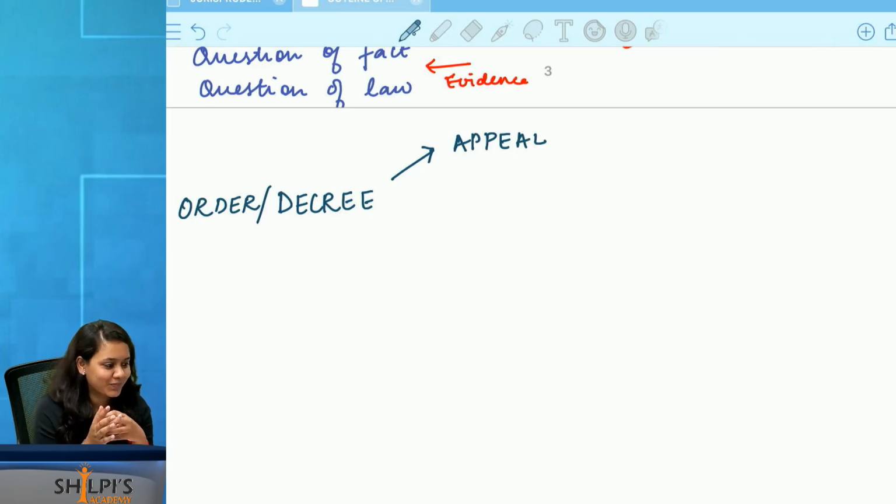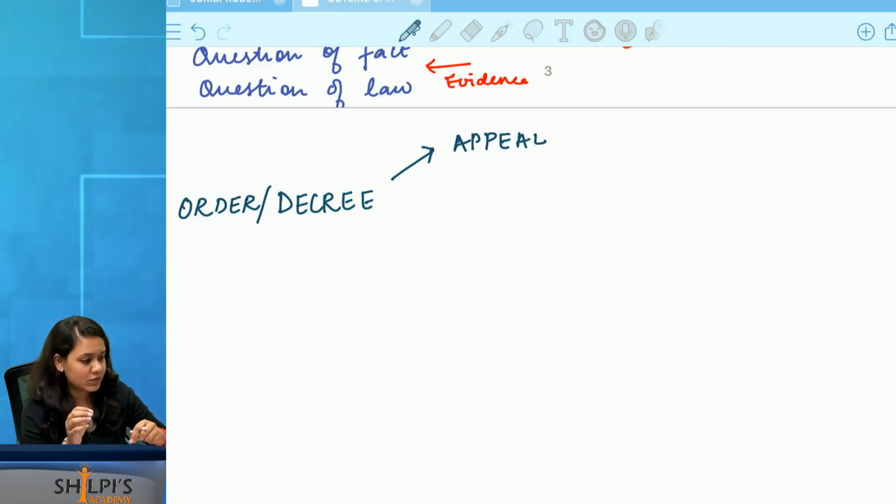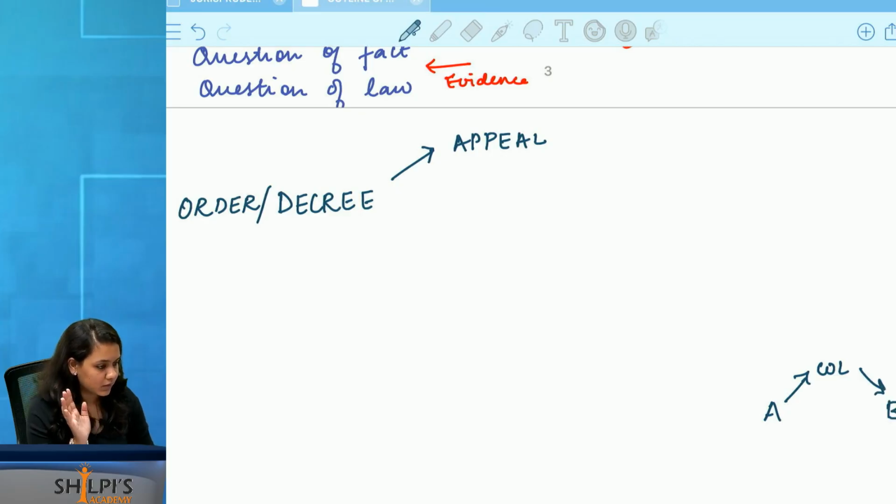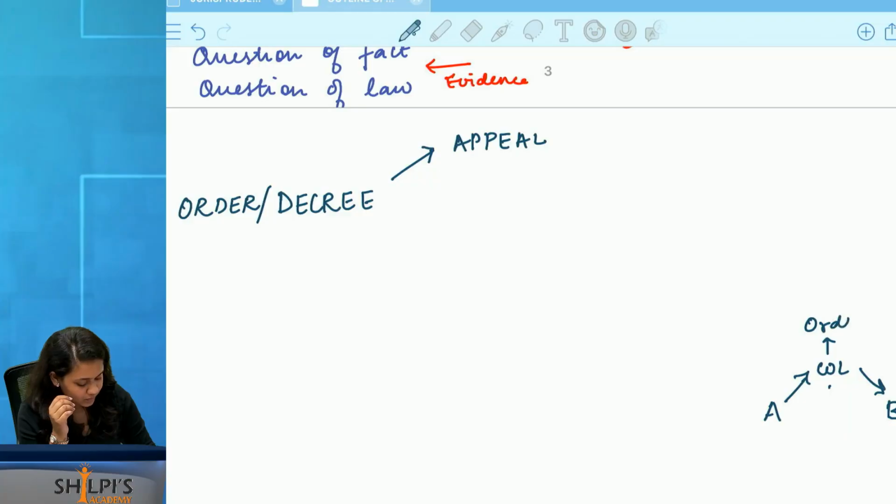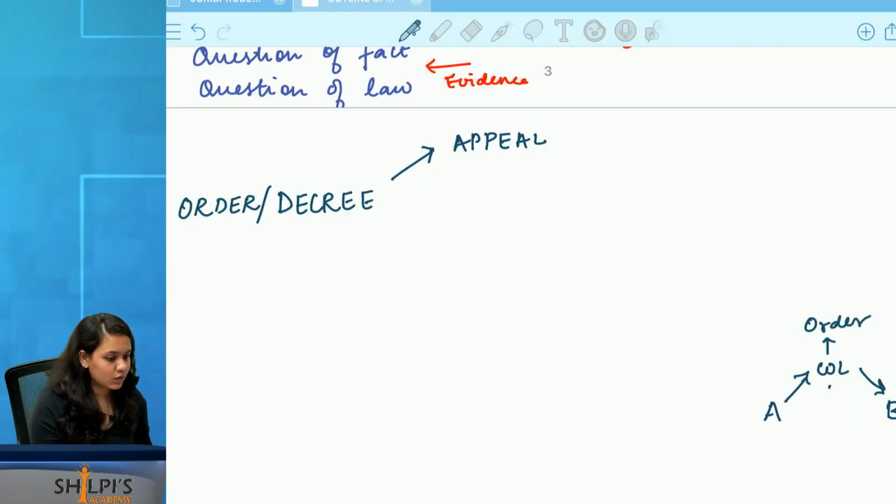But appeals against orders are not allowed. Because remember, I told you when an order is given between the proceedings. So, let's just say that A goes to court of law against B, submits the plaint. But then the court also issues an order. Let's say a court issues an order of injunction immediately in favor of A.